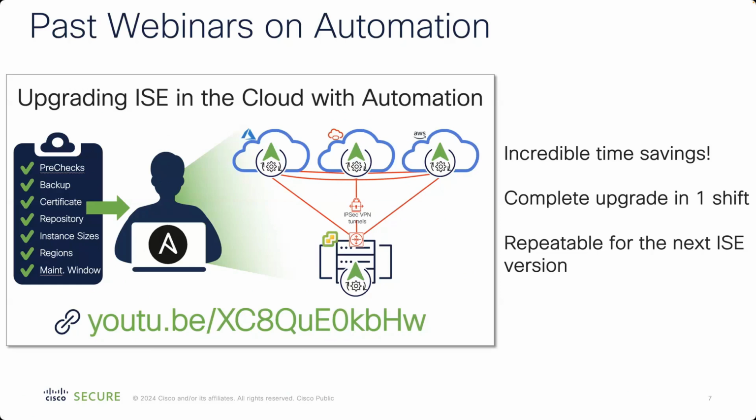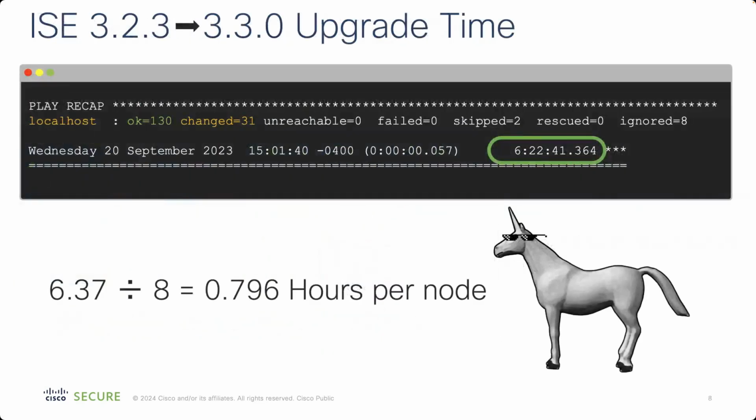And it's very repeatable. We went from 3.2 to 3.3. If you want to go from 3.3 to 3.4, you just use the same playbooks and just change the images that you're using to install. We did the backup and restore version. As you see here, this is the 8-node upgrade that we did, and it was 6 hours, 22 minutes. If you divide that by the 8 nodes, that's less than 0.8 hours per node. So the time savings here is really great.